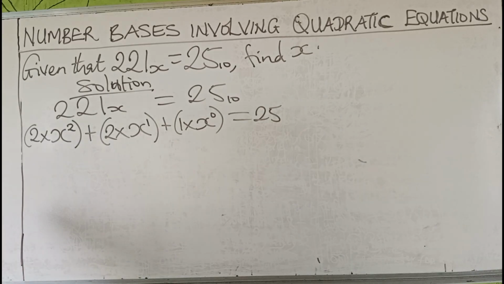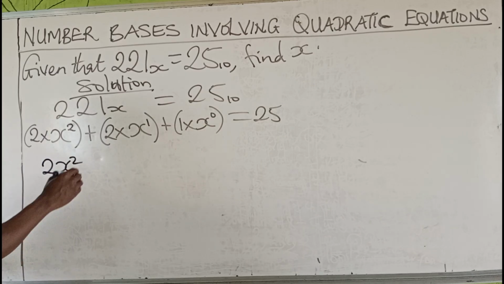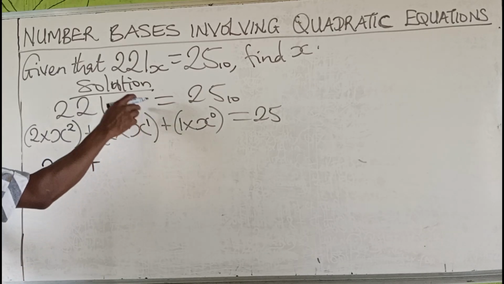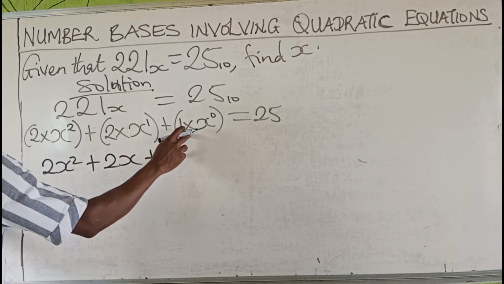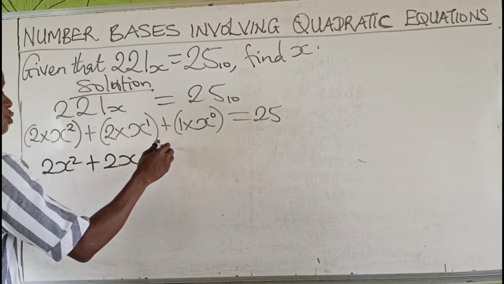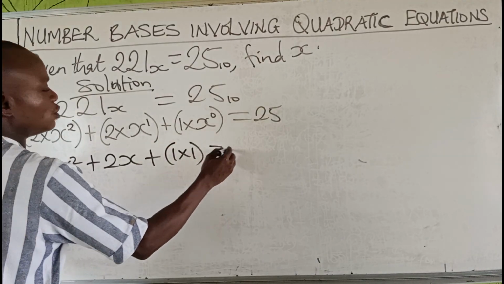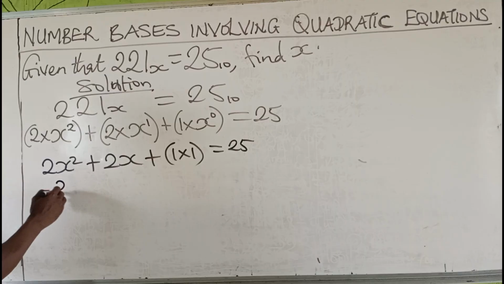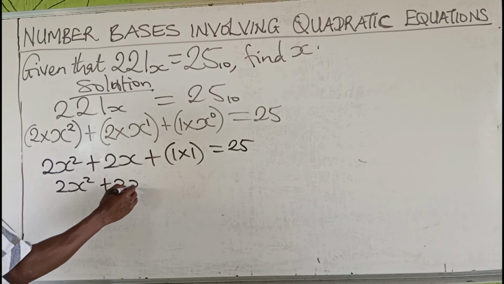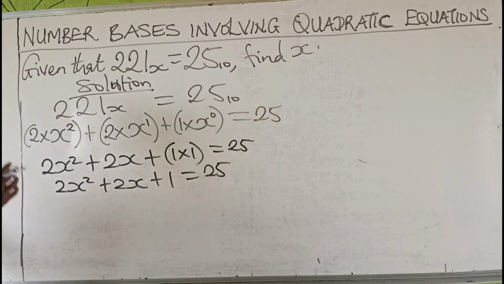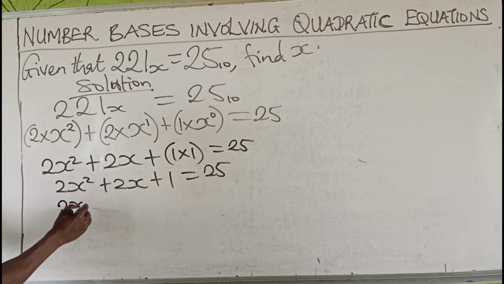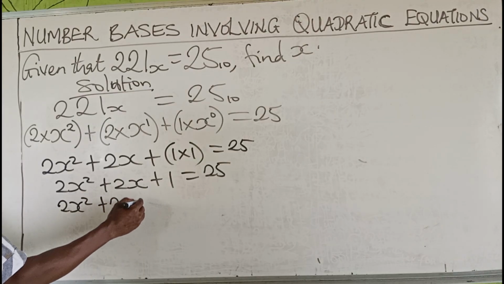So now we have 2 times x squared, which will give us 2x squared, plus 2 times x, because x raised to power 1 is x, 2 times x is 2x, then plus x raised to power 0 is 1. So we have 1 times 1 here equal to 25. So now we have 2x squared plus 2x plus 1, 1 times 1 is 1, equal to 25. We have a quadratic equation now.